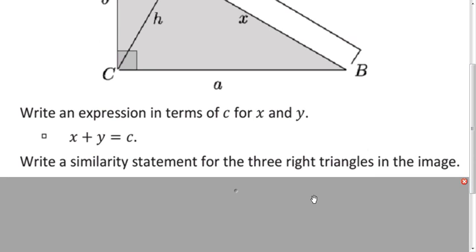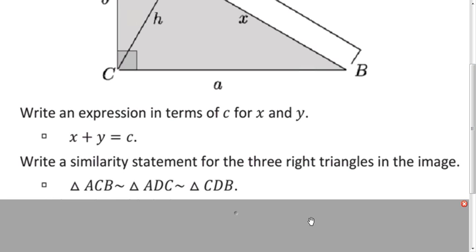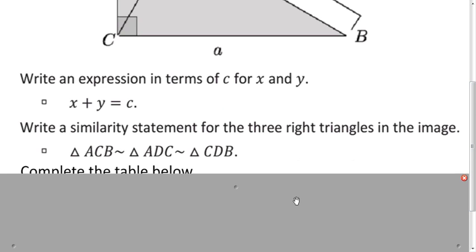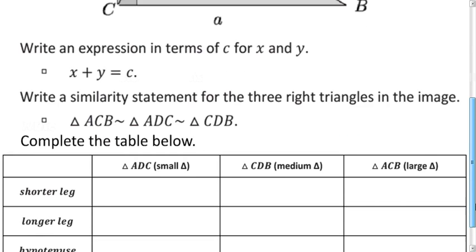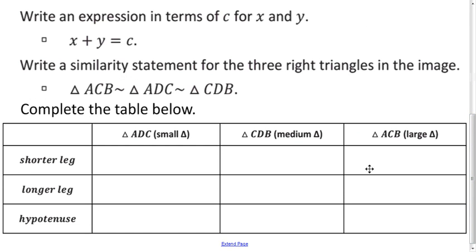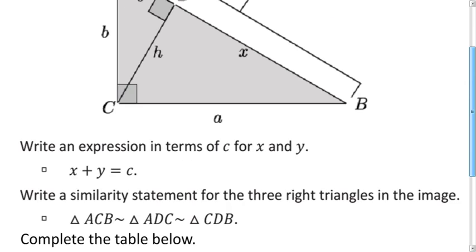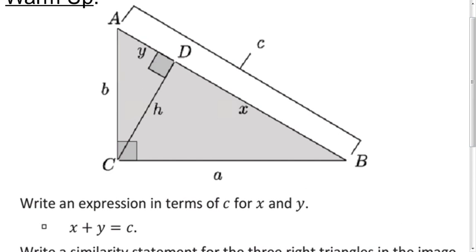So here's one correct similarity statement you could have written. As long as the corresponding vertices are in the right spots, you have a correct statement as well. And now finally, and perhaps most importantly, let's complete this table below. So I want you to fill out this table like we did in a previous lesson on similar right triangles. So fill this out using the information from this diagram, and then I'll show you my solution.